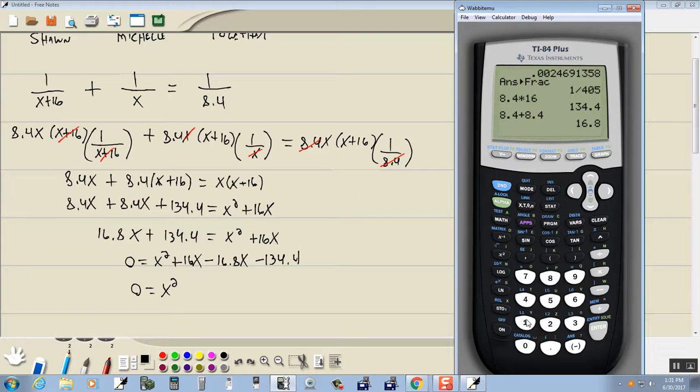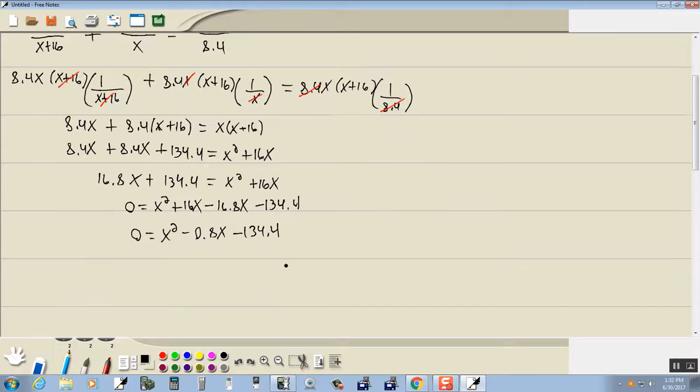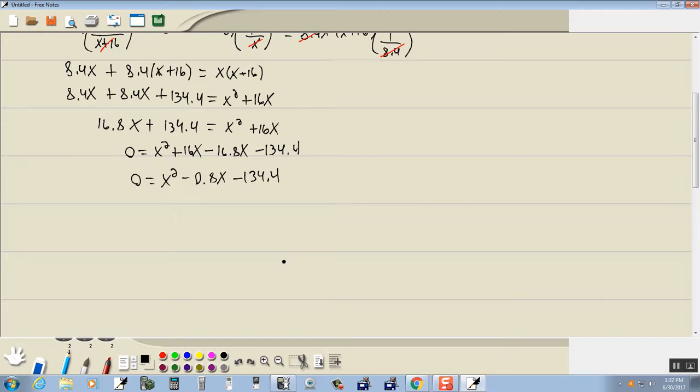But since I stink at decimals, let me check it. Negative 0.8x minus 134.4. Now I could get rid of the decimals and multiply everything by 10, but then it looks like it'd be kind of a hideous problem to try to factor. So I'm going to use the quadratic formula.